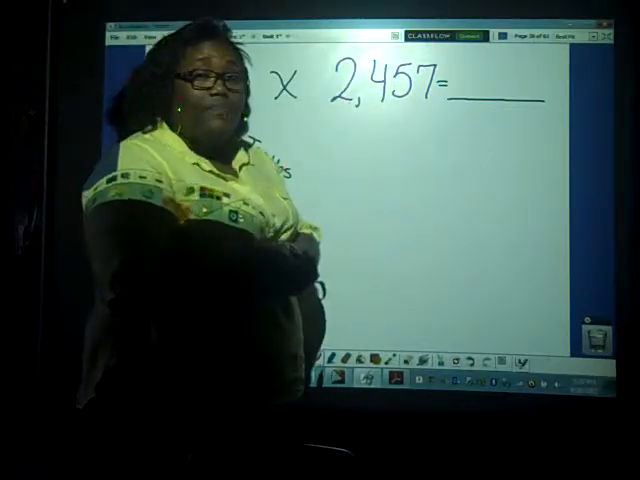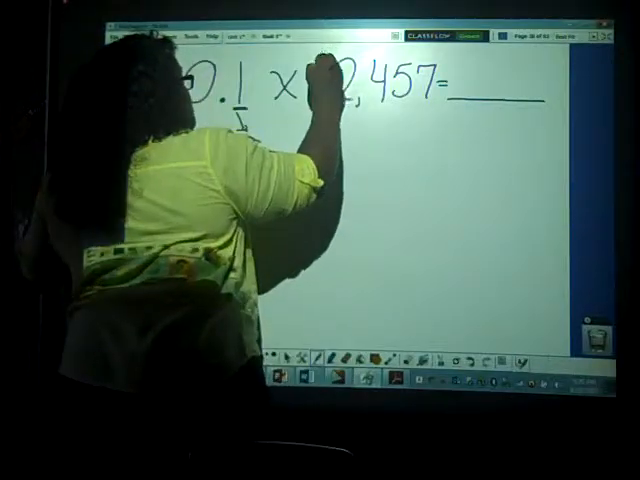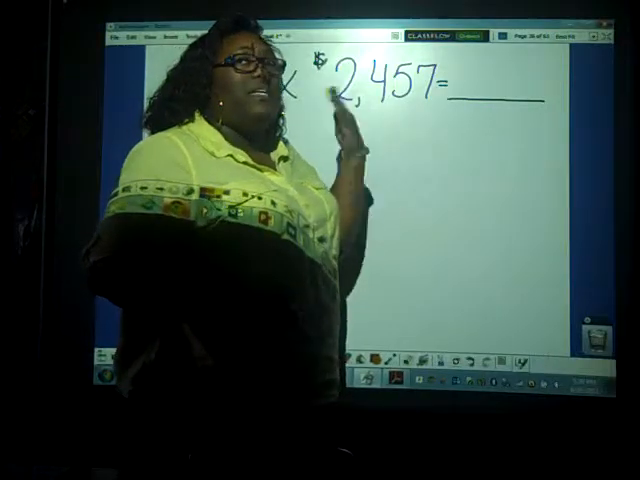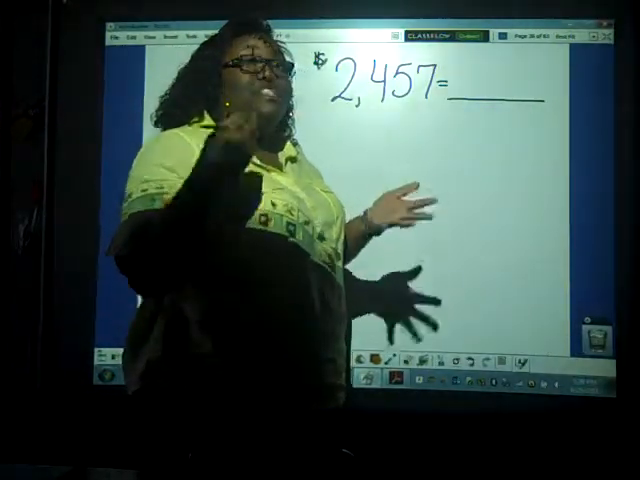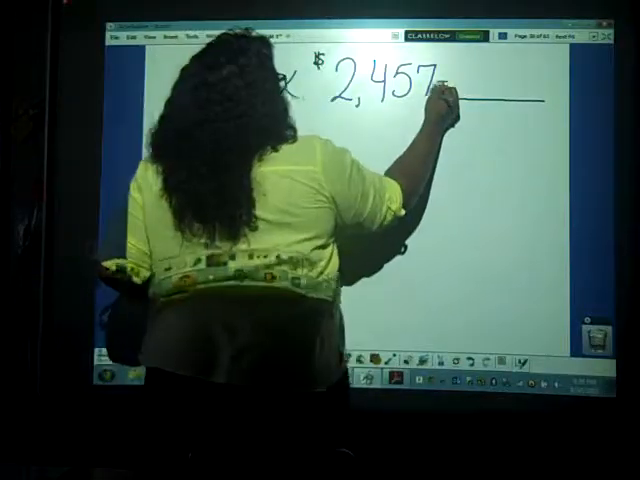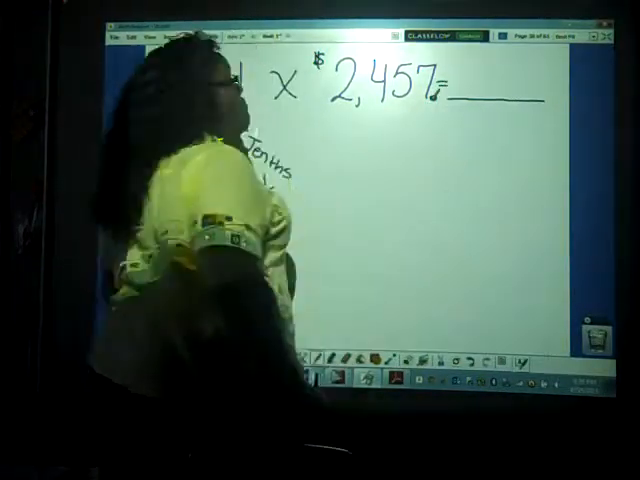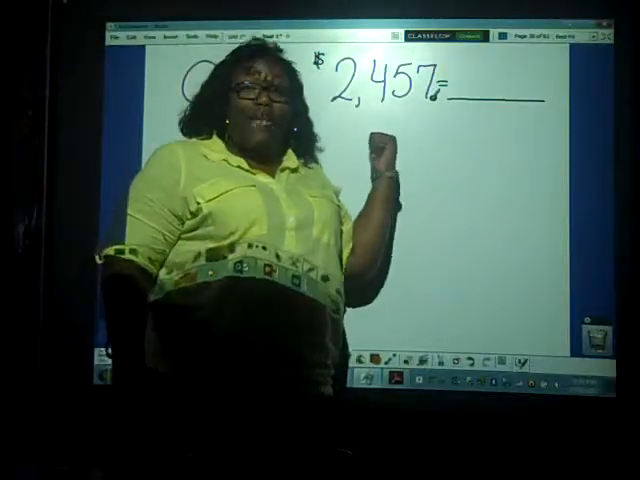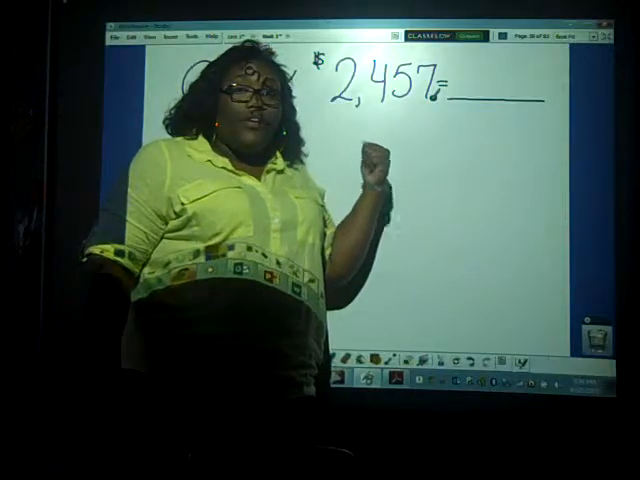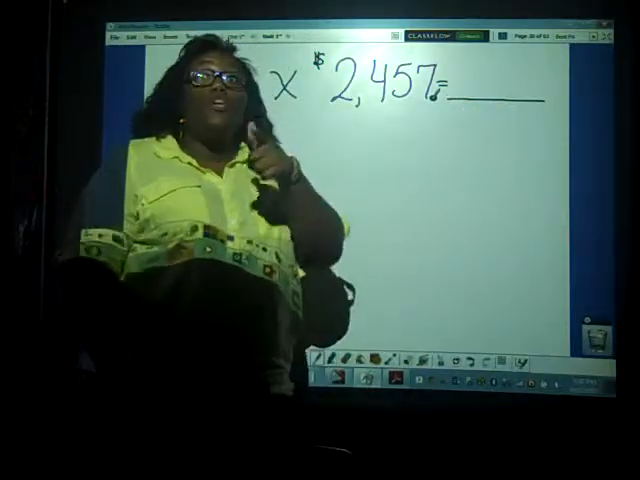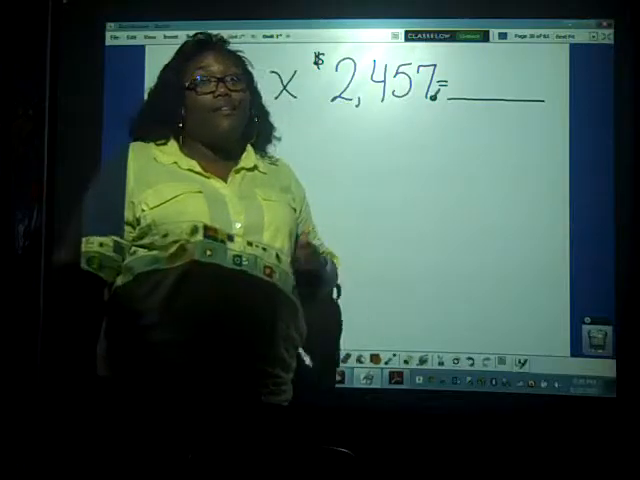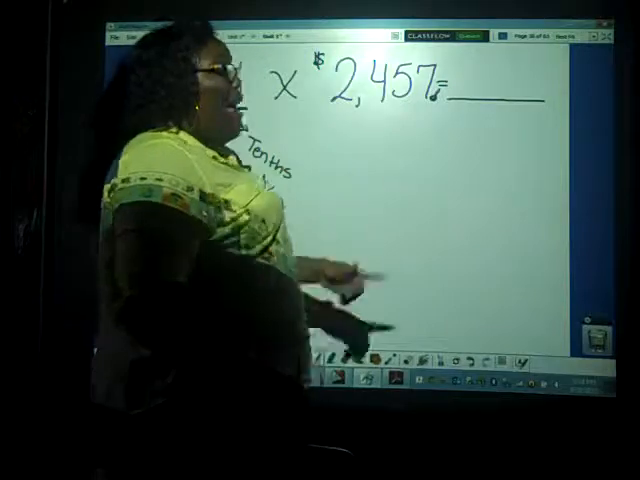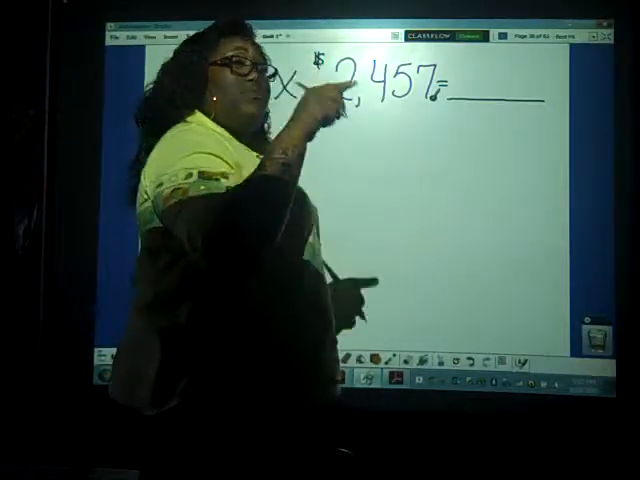Well, think about it as money. If you're looking at $2,457, where would the decimal point be to represent change? Right behind the 7. Now, I have a decimal point. That's the thing. You can put that decimal point in there. You don't have to say, oh, where's the decimal point? You have to put the decimal point in there. That's all you. Now, you can move that decimal point. You control that decimal point.